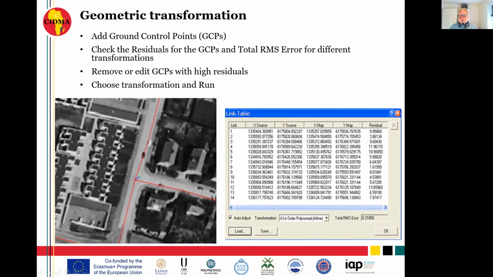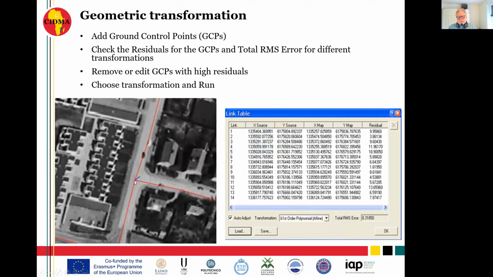And what could be a good point? Of course, we shouldn't take a car because the car doesn't stay where it is. We have to find very sharp places. Maybe road corners are always good to put there.